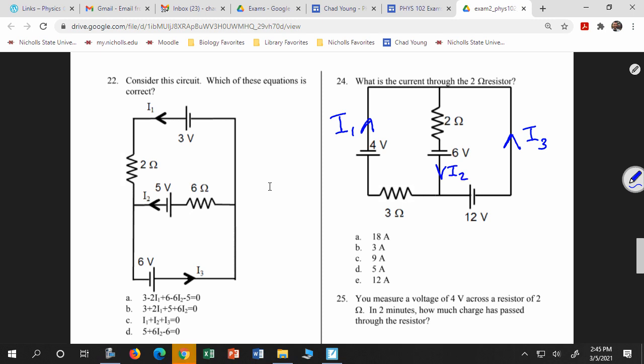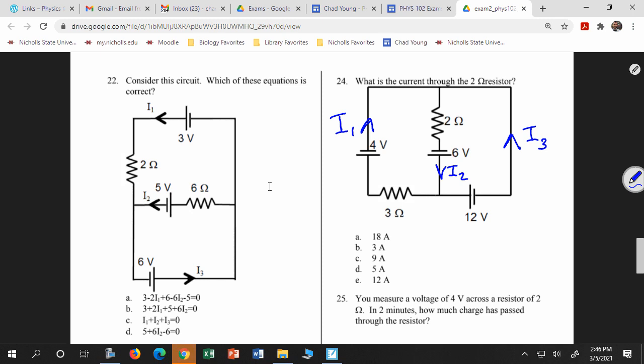But again, I don't know if I'm choosing them incorrectly. It's sort of hard to tell. It's a combination of the size of the batteries and the size of the resistors and how the batteries are oriented with respect to one another. So I'm pretty sure I at least got one wrong. And I want to know what is I1, I2, and I3.